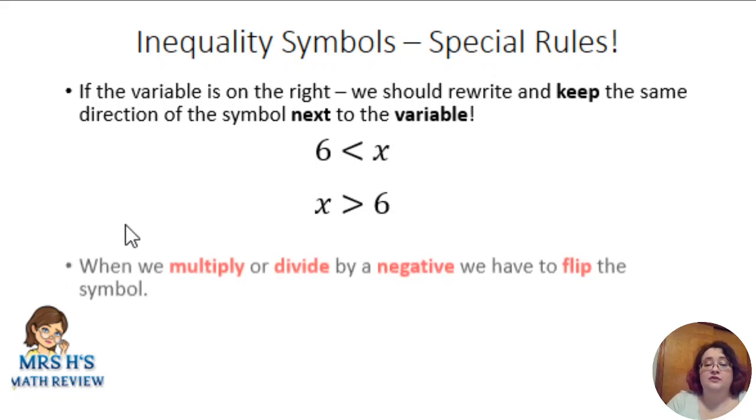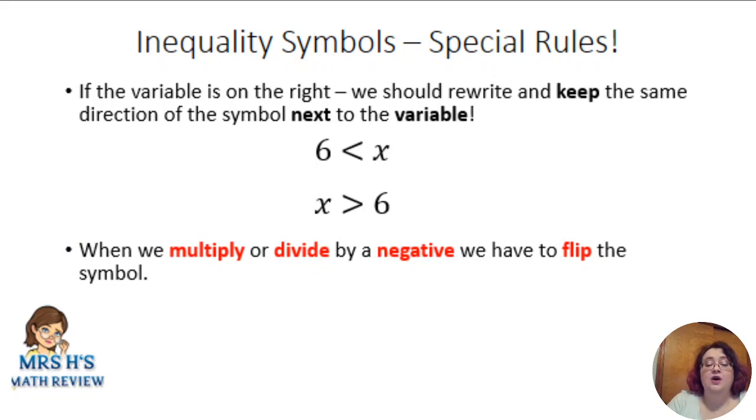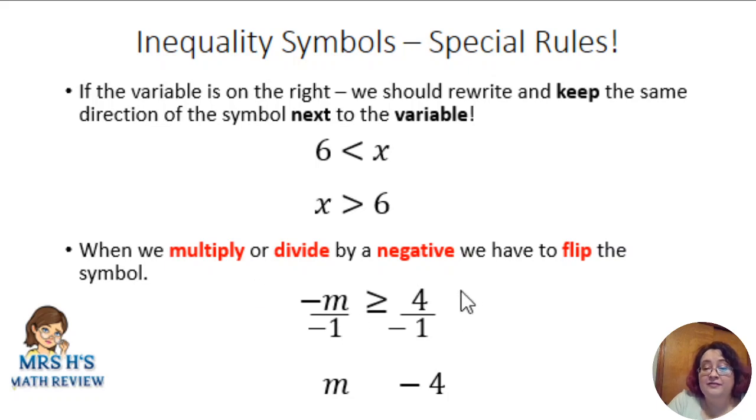The second thing we have to remember is when we multiply or divide by a negative, we have to flip the symbol. So if we had negative m is greater than or equal to 4. Negative m is the same thing as negative 1m. I've got to get rid of that negative, so I'm going to divide by negative 1 on both sides. Anytime I divide by a negative, whether it be -1, -2, -5, -50, it doesn't matter, I have to flip that symbol. So when I do that, I get m, and 4 divided by -1 is -4. My negatives cancel on my left side.